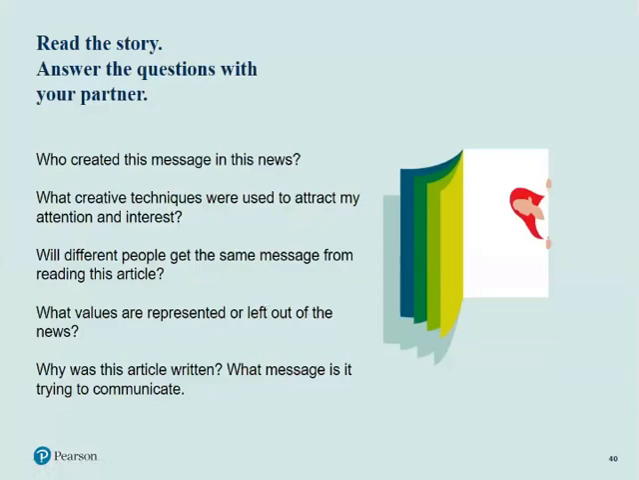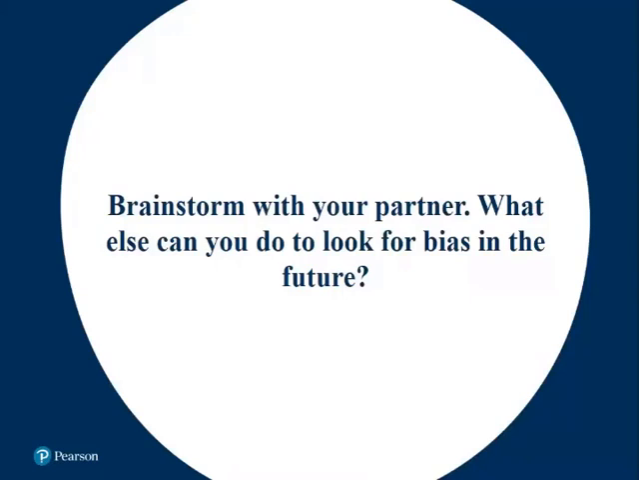So as they're reading the story, I want them to think about this. Who created the message, the techniques, what kind of message will we get? Will we all get the same message? What are the values? And then why? Why was this written? So again, I'm trying to raise their awareness of the type of bias that might be presented. And then finally, this is something I would really like my students to do, is to think about other things they can look for to help them identify bias more quickly in the future.